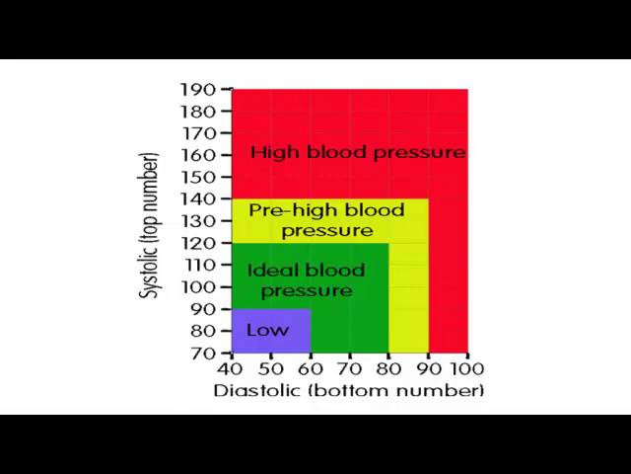Here is a chart that is representing the normal ideal blood pressure with low, pre-high and high blood pressure. So the normal range of our blood pressure is approximately 90 to 120 millimeter mercury. See, this is the normal range. Below this, if your blood pressure is lower, we consider it low, and above it, see, this is high blood pressure.